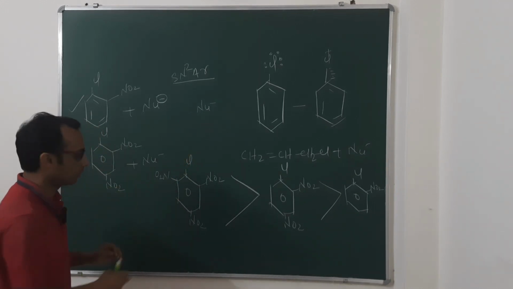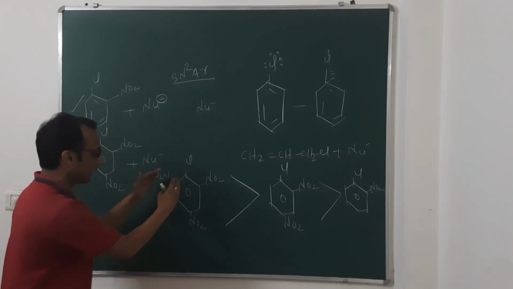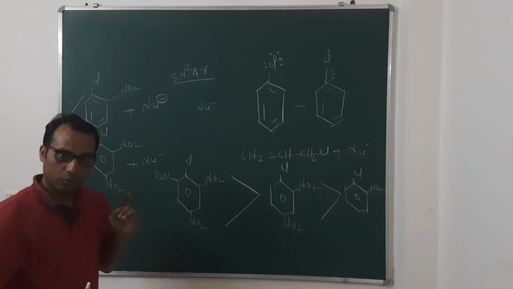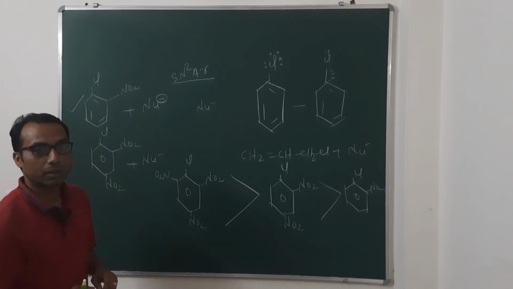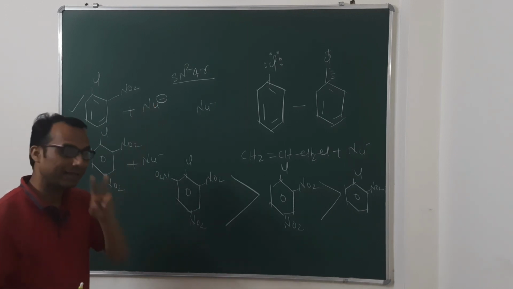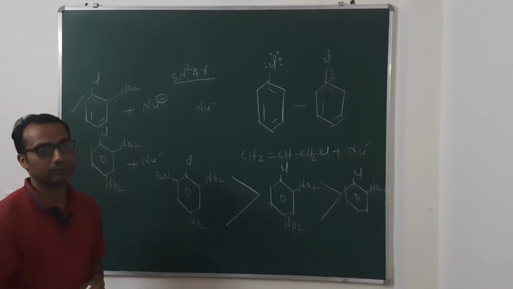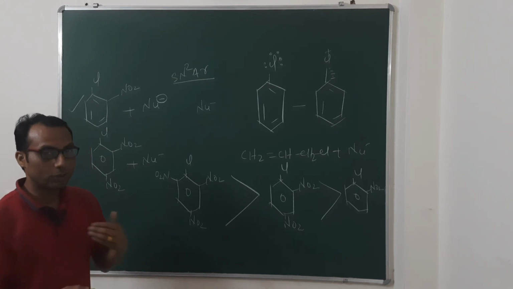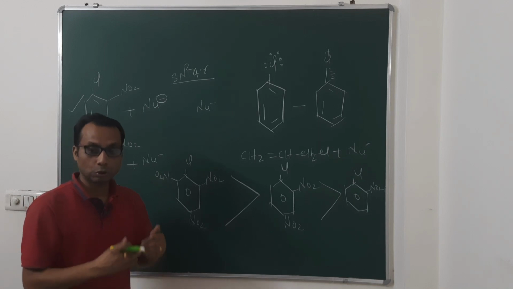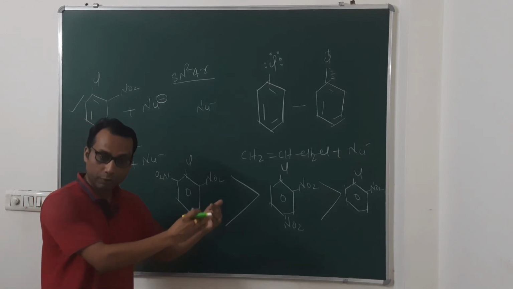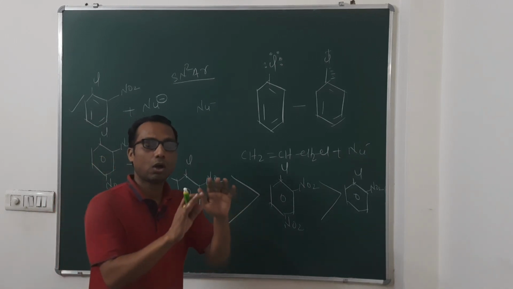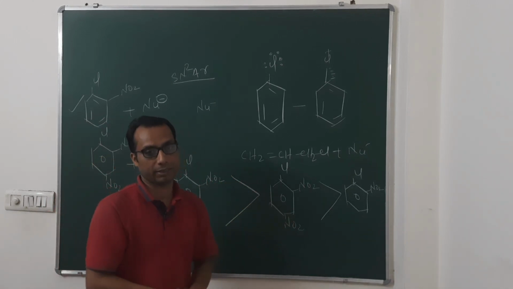So that's only possible when more and more electron withdrawing groups are attached to the benzene ring, correct? What I would like to tell you is that we have three types of aryl halide. One, those aryl halides which have an electron donating group attached. Second, those aryl halides in which an electron withdrawing group is attached. And third, those where neither an electron donating group nor an electron withdrawing group is attached.